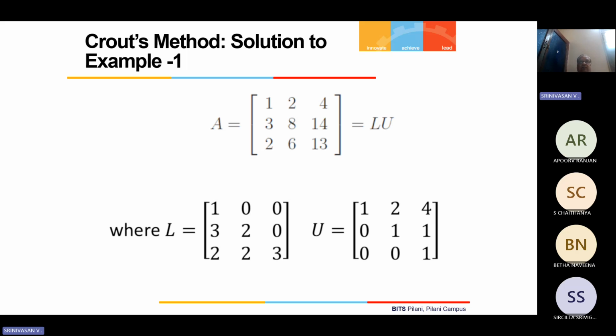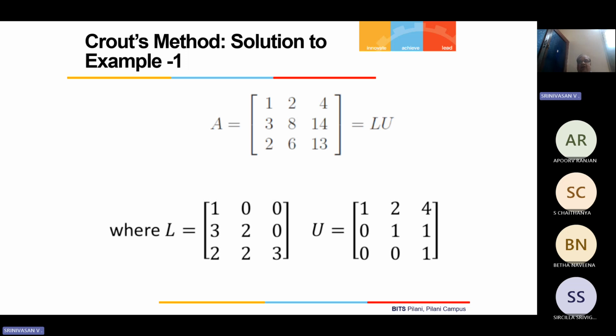So, solution to example 1: A equals LU, and the answer is given straight away here. What is L in Crout's method? Remember, in Crout's method, U has the priority. U, the upper triangular matrix, has the speciality that its principal diagonal entries are one each. Isn't it? So you remember that. So what are the things you need to find? U12, U13, U23. Because the diagonal entries are fixed.